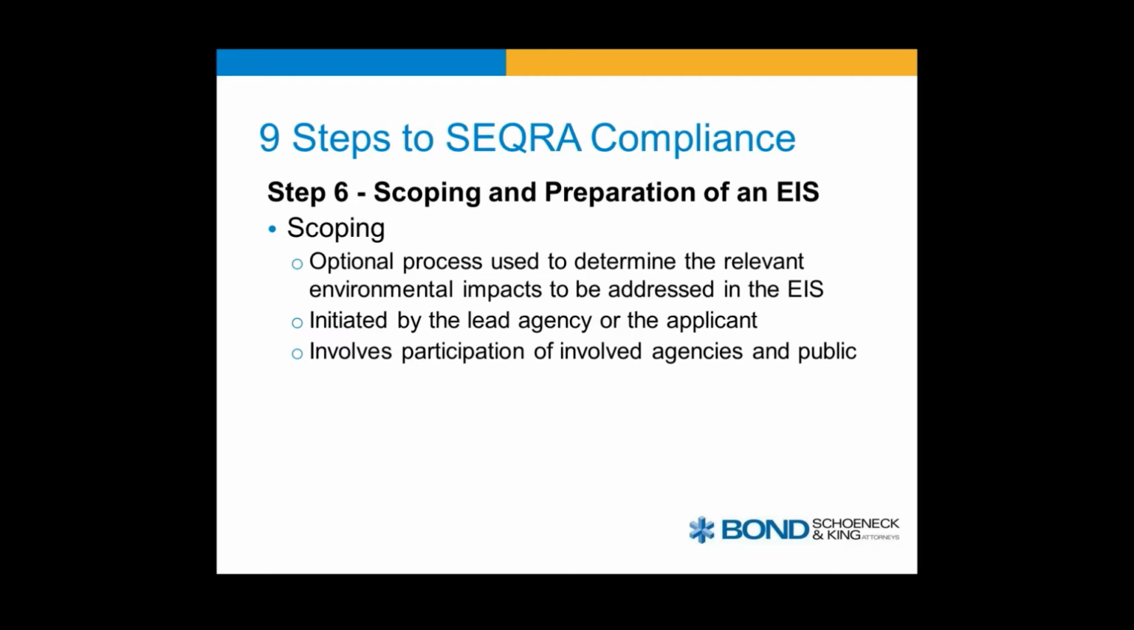Step 6 is the scoping process. So scoping is an optional process. It's used to really determine the relevant environmental impacts to be addressed. The idea is that it makes an EIS more readable so that it only includes relevant information. Scoping is also used because it allows for public comment on the proposed topics to be covered by an EIS, and it kind of creates a formal outline for an EIS.